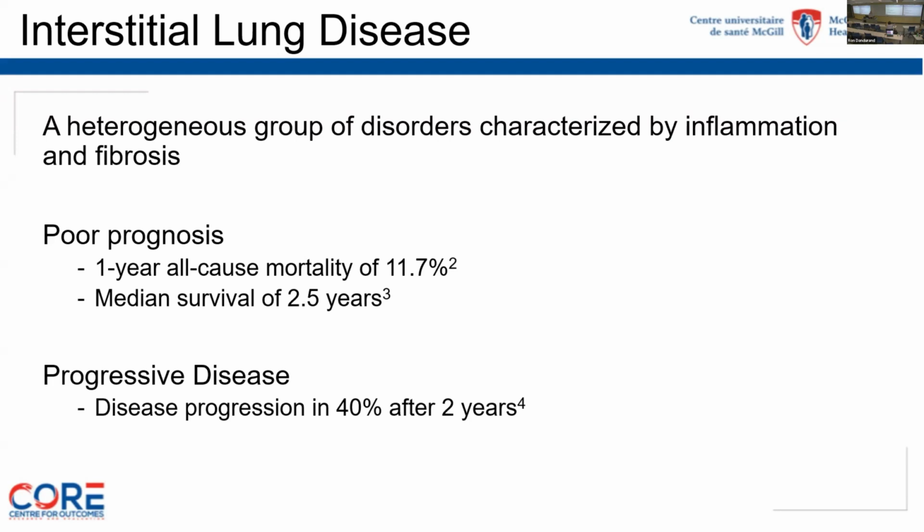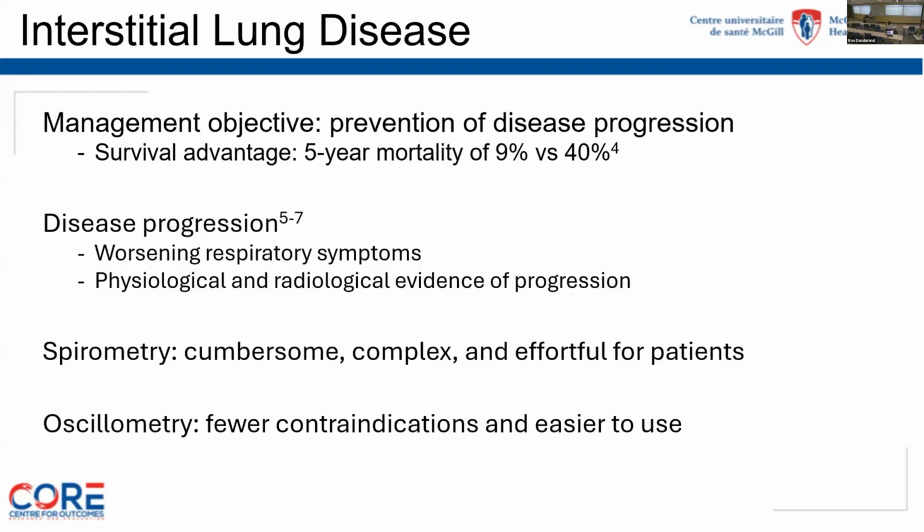The main management strategy in these conditions, unfortunately, is not reversing the disease, but preventing disease progression. And while it'd be much better to be able to reverse disease, this strategy has shown to be fairly effective, with 5-year mortality rates amongst patients who did not progress of only 9%, as opposed to about 40% or more in patients with progressive pulmonary fibrosis.